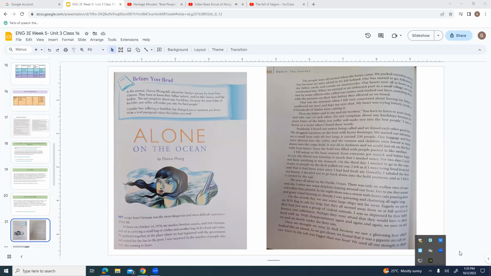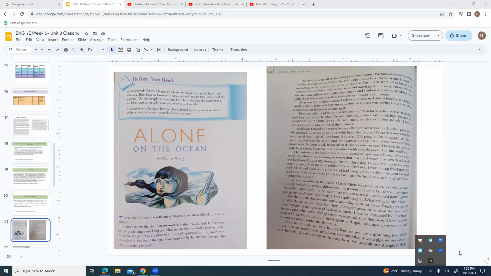The people were all excited when the buses came. We packed ourselves in the bus because we were afraid to be left behind. Our bus started to go, followed by my father, uncle, and cousin on motorcycles. Our hearts were all as heavy as the overloaded bus. When we arrived at an unknown port in a small village, we were met by some officers who called our names and studied our faces, matching them with the pictures on their lists before they allowed us on board. That was the moment when I felt very concerned about leaving my father. I swallowed my tears and kept my eyes shut. My heart was crying bitterly inside as if thousands of blades were cutting it.